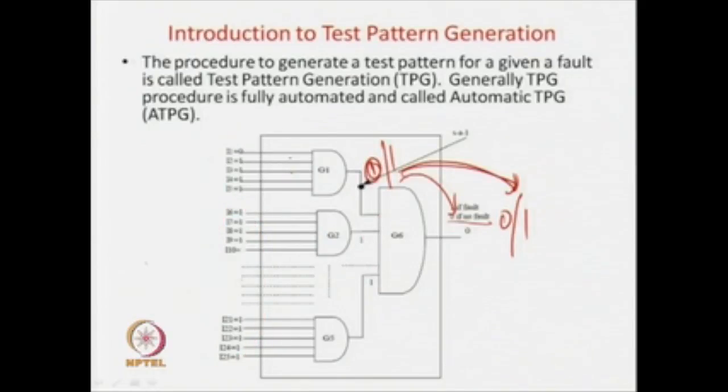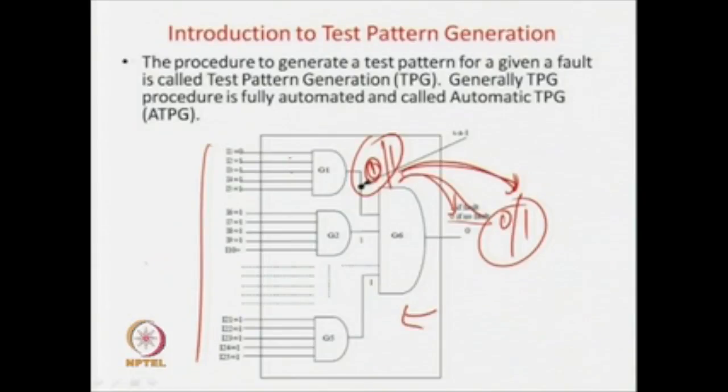So, now you have to sensitize, propagate, and justify. By controlling the primary inputs, you have to justify that these things are successful. It is an AND gate, so just go from one level. The next level is that this effect has to be propagated to this one. If this effect has to be propagated, all the other inputs of this AND gate have to be 1. So, this is the level 1 justification.